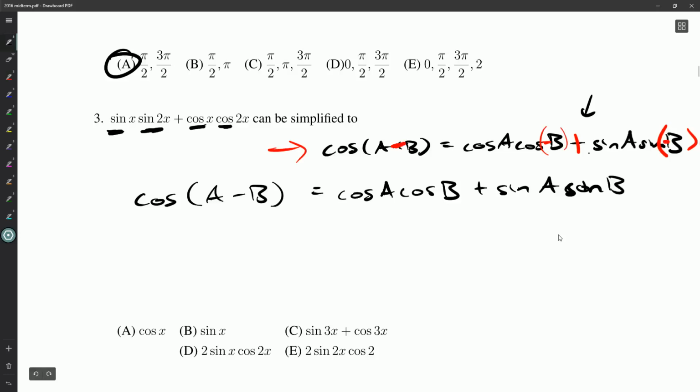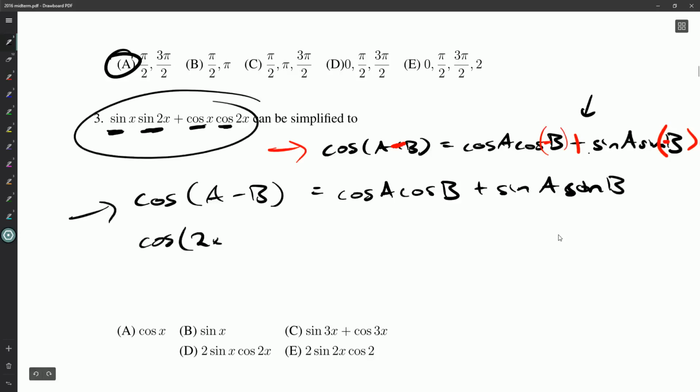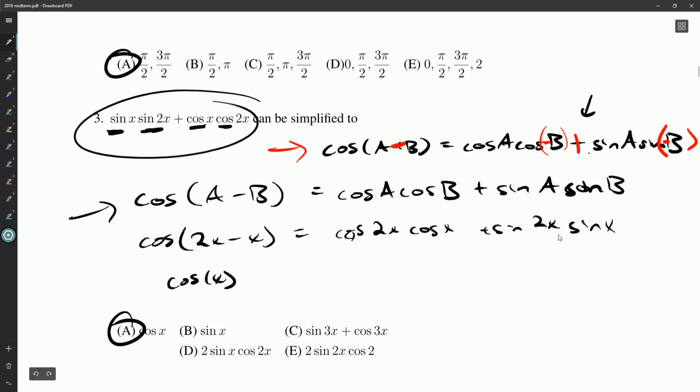Or you might remember this formula as well. In which case, this matches up a lot with what we've got going on here. So we could say something like cos of 2x minus x is cos 2x cos x plus sine 2x sine x. Cos of 2x minus x is just cos x, and that's A. Well, there we go.